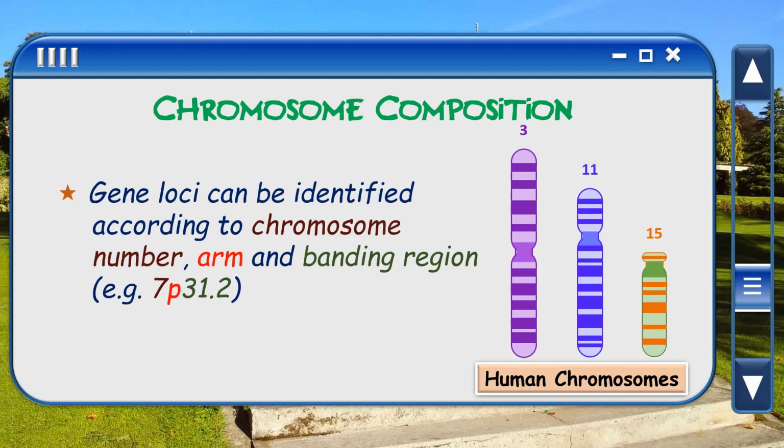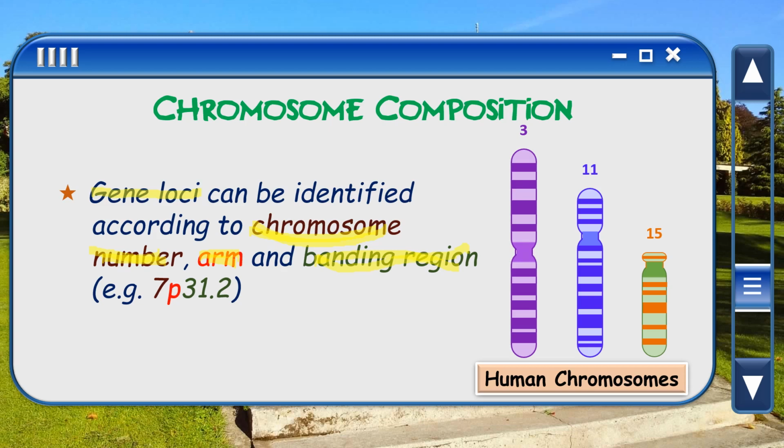Gene loci can be identified according to the chromosome number, arm, and banding region. So when we are finding the gene location, what we are calling gene loci, that can be identified according to the chromosome number. You give the chromosome number, you give the arm, and then you give the banding region.